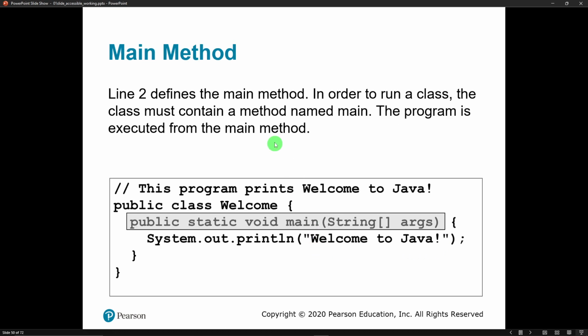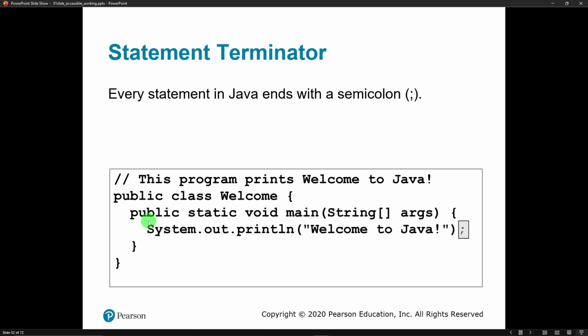So let's take a look at that up close. Line 2 defines the main method. In order to run a class, the class has to have a method called main. So somewhere in a project, there has to be a class that has a main method in it. And inside that class, Java will look for that main method, and that's where the code will start running. So the main method also starts with the word public in this case. It has this keyword static that we'll talk about later. It has a keyword void that we'll talk about later. And then it has the main method, which is right here.